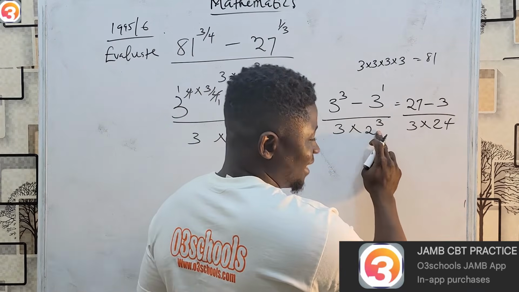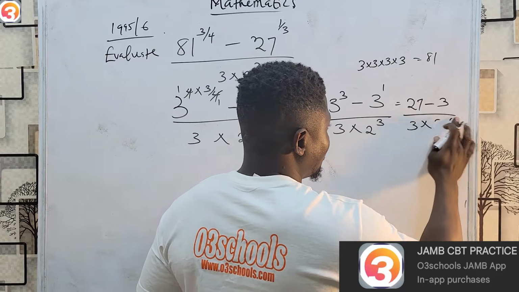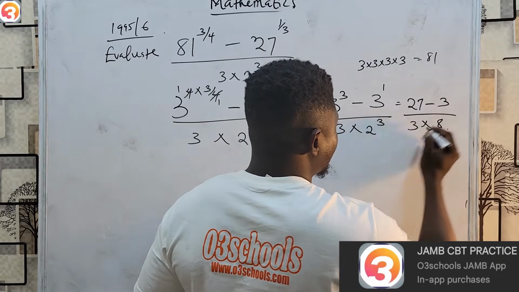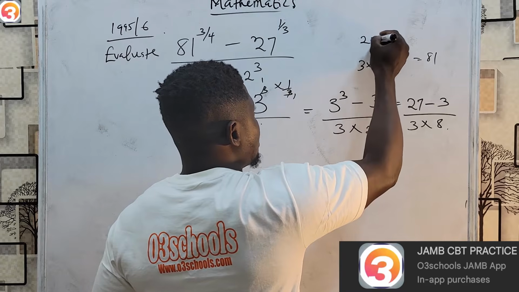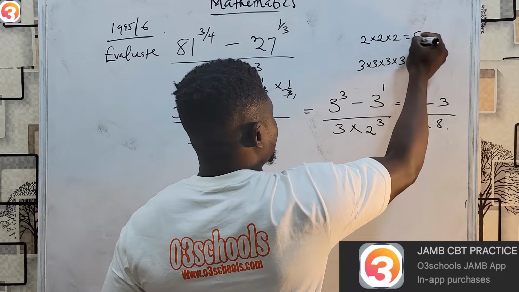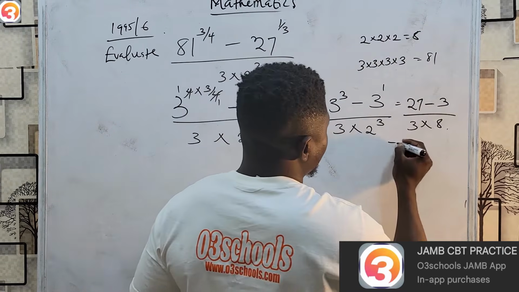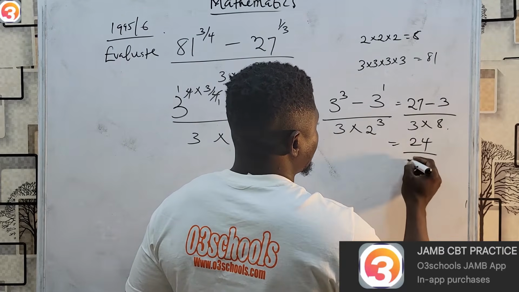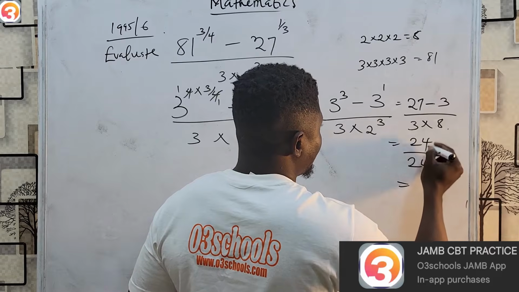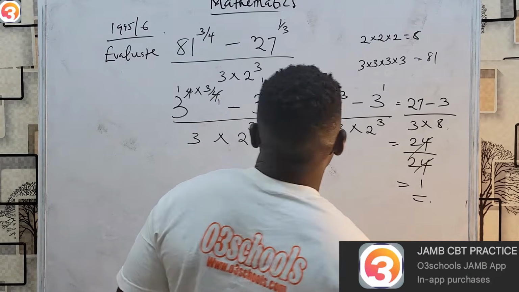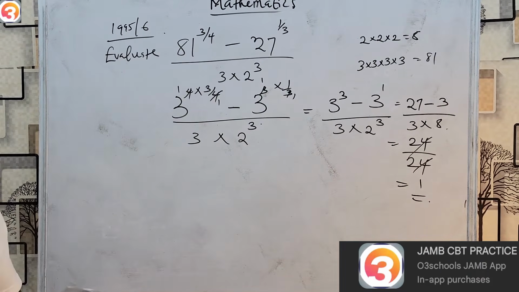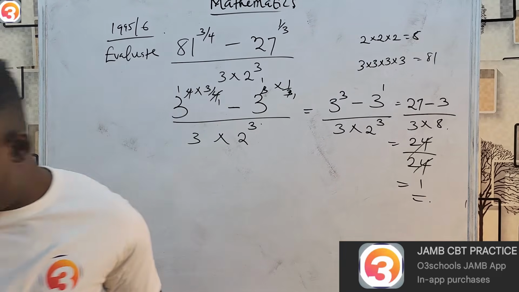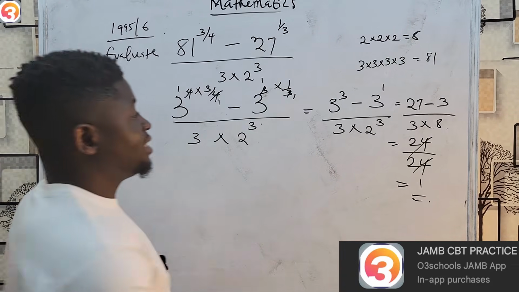2 raised to the power 3. 2 raised to the power 3 is what? Is 8. Sorry. 2 raised to the power 3 is 2 times 2 times 2, which is 8, right? So what's left here? 27 minus 3 is what? Is 24. 3 times 8 is what? Is 24. 24 divided by 24 is what? Is 1. So our answer is what? Is simply 1. Everything reduced there to 1. So it's that simple.